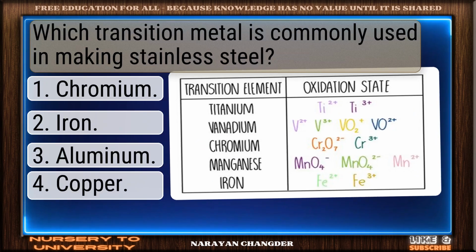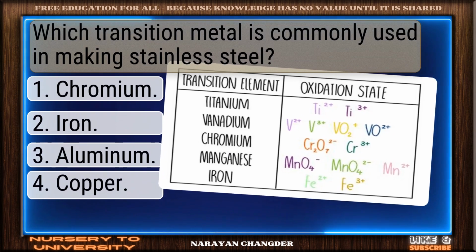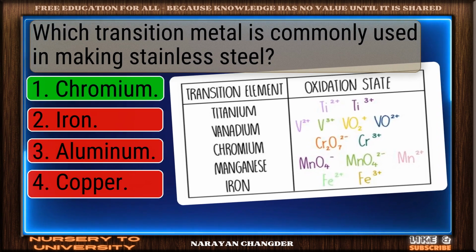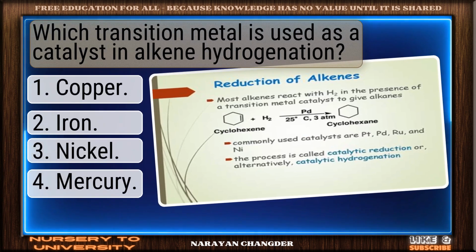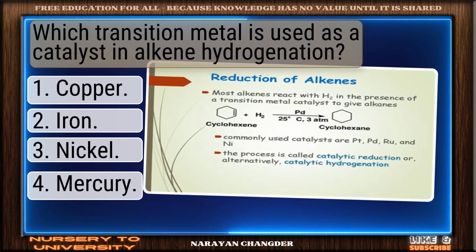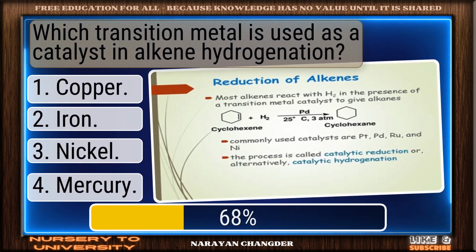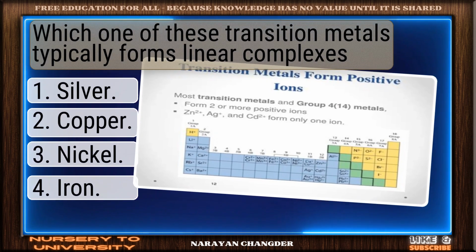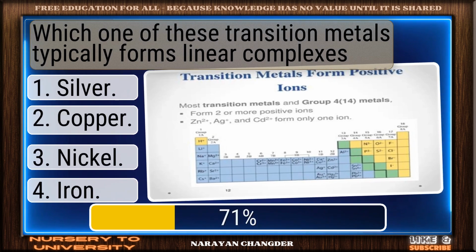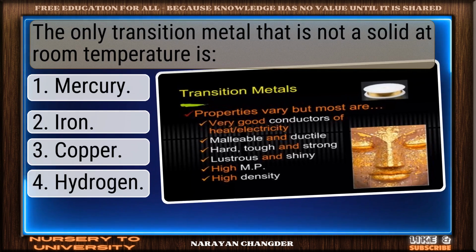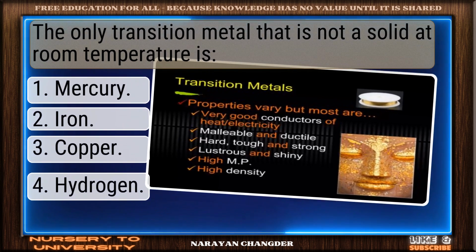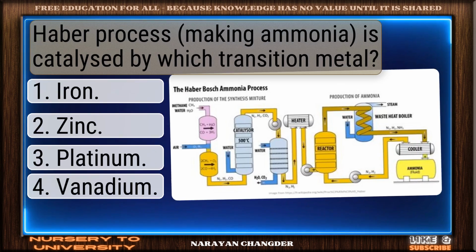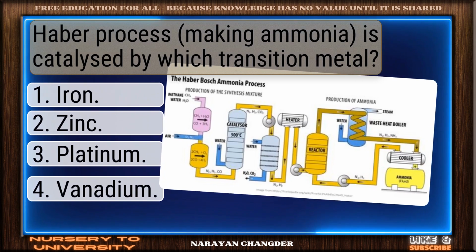Accurate answer, 1. Which transition metal is commonly used in making stainless steel? Accurate answer, chromium. Which transition metal is used as a catalyst in alkene hydrogenation? Good job, nickel. Which one of these transition metals typically forms linear complexes? Silver, well done. The only transition metal that is not a solid at room temperature is? Strong answer, mercury.